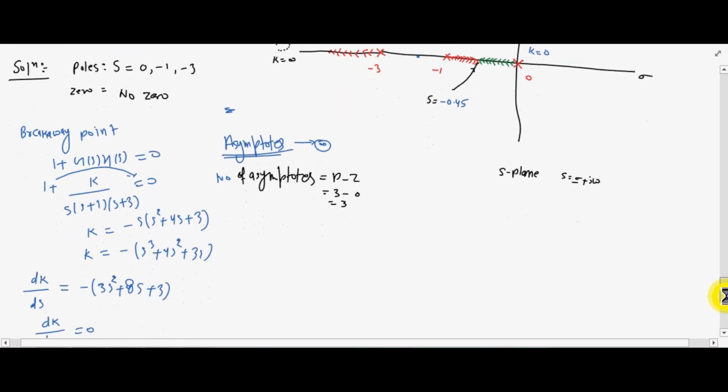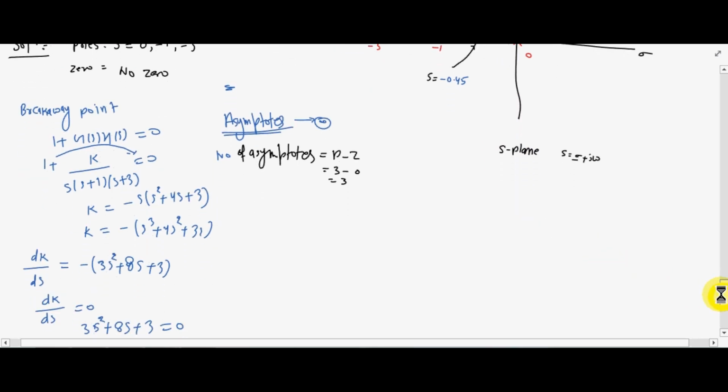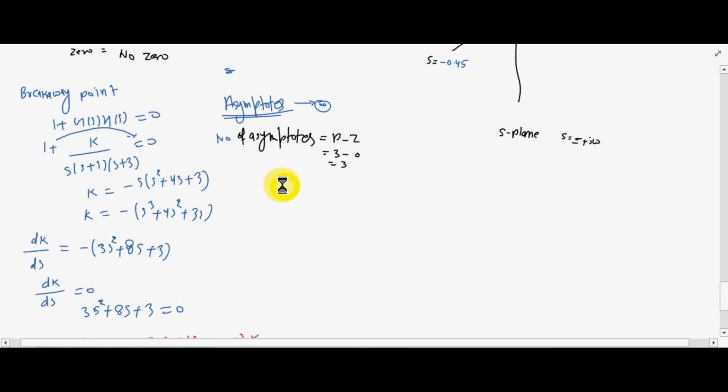What is the centroid? It is the point from where the asymptotes start. We have to calculate the difference between poles and zeros to get the number of asymptotes. If poles are 3 and zeros are 0, there are 3 asymptotes, meaning 3 branches going to terminate at infinity. Then we calculate the centroid: the sum of real parts of poles minus the sum of real parts of zeros, divided by the number of poles minus zeros.